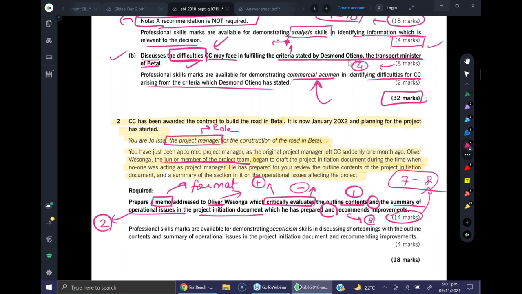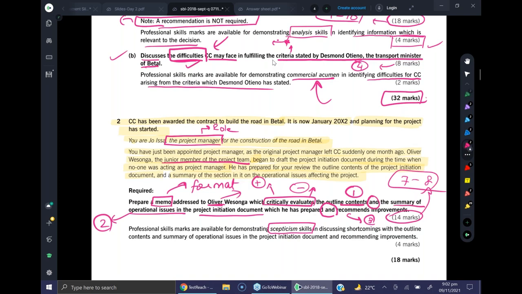So I'll have to be careful that there are 3 aspects. Professional skills marks are available for skepticism. Why? Because I'm critically evaluating a document. Remember the question we did yesterday? The IIA question where the NPV, the project, basically the business case was given. It's the same kind of requirement. You're again critically evaluating something done by another person and you're suggesting improvement. So of course, you will be telling them that there are mistakes or omissions or problems. So skepticism will come naturally because you're not agreeing to everything that is presented to you.